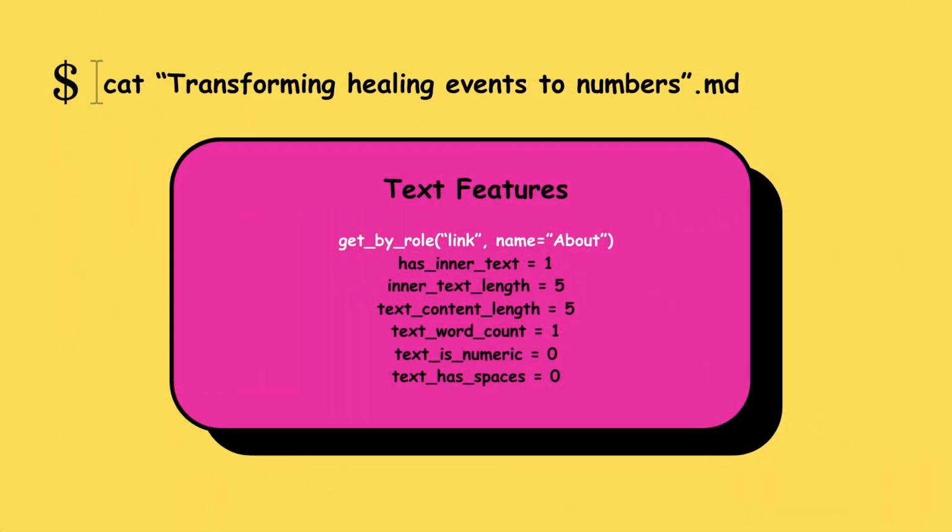The system examines the inner text and text content to create multiple numerical features, like whether it has an inner text, the length of the inner text, the length of the text. It also checks if the text is numerical or if it contains spaces. And this is important for healing because knowing that it has an inner text like "about" makes getByRole, link, name, about a preferred alternative when healing the failing element.